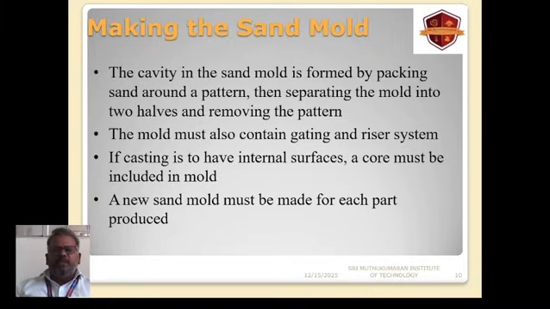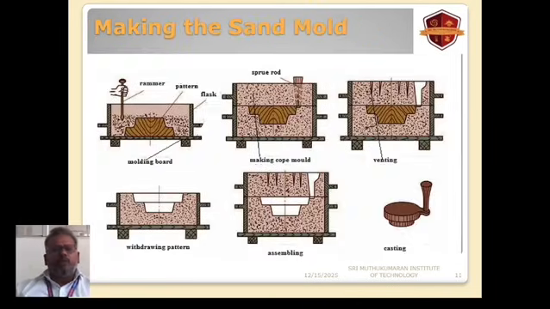If the casting is to have internal surfaces, a core must be added. A new sand mold must be prepared for each part produced, so every time you have to do it. Now, whatever I have told you through the points, you can see in picture format, like a diagram. The first one is one half of the pattern made using the sand pattern making process. Then the second half, and finally they provide the vent.